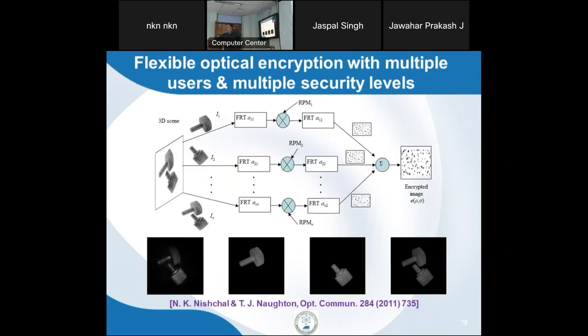This was another aspect which I was referring, that we can have multiple layers of the encrypted image and share it with a different object. So this was the real 3D object, and we divided it into three parts, like three different users, and each part was encrypted, and finally this was the encrypted image. It's corresponding to each individual user, he will use his own key and decrypt his part. The master key user can retrieve the whole information.